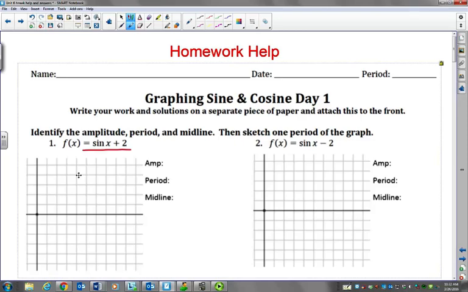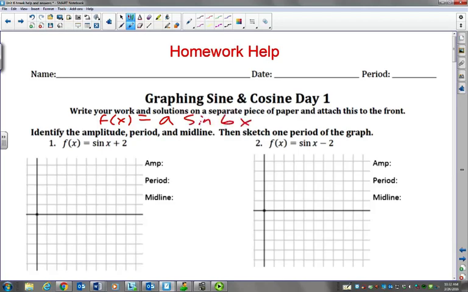It's on the video. So we're going to go ahead and start with number one. So again, the formula is f of x is equal to a, not necessarily absolute value, a sine of bx plus k. That's for sine, for example. Not sin, sine. We don't sin, we sine.